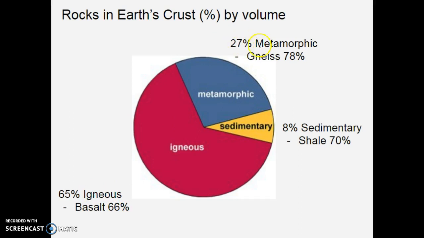The second grouping is metamorphic, where gneiss dominates that category, about 78%. And then there's sedimentary. These are kind of the cover from sedimentary processes, and that's about 8%. Shale and other mud rocks dominate the sedimentary rocks that we find in the Earth's crust. So all total, these are the rocks in the Earth's crust by percent.